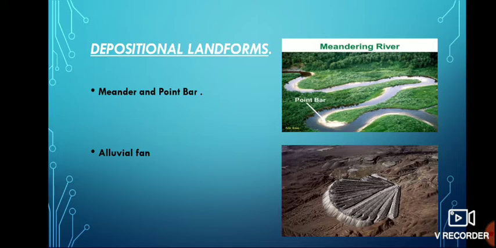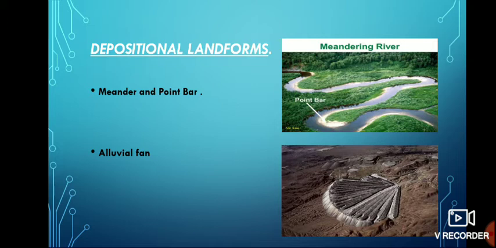Now, another work of a river is depositional landforms. It creates depositional landforms because it deposits a lot of material and makes different shapes on the face of the earth.